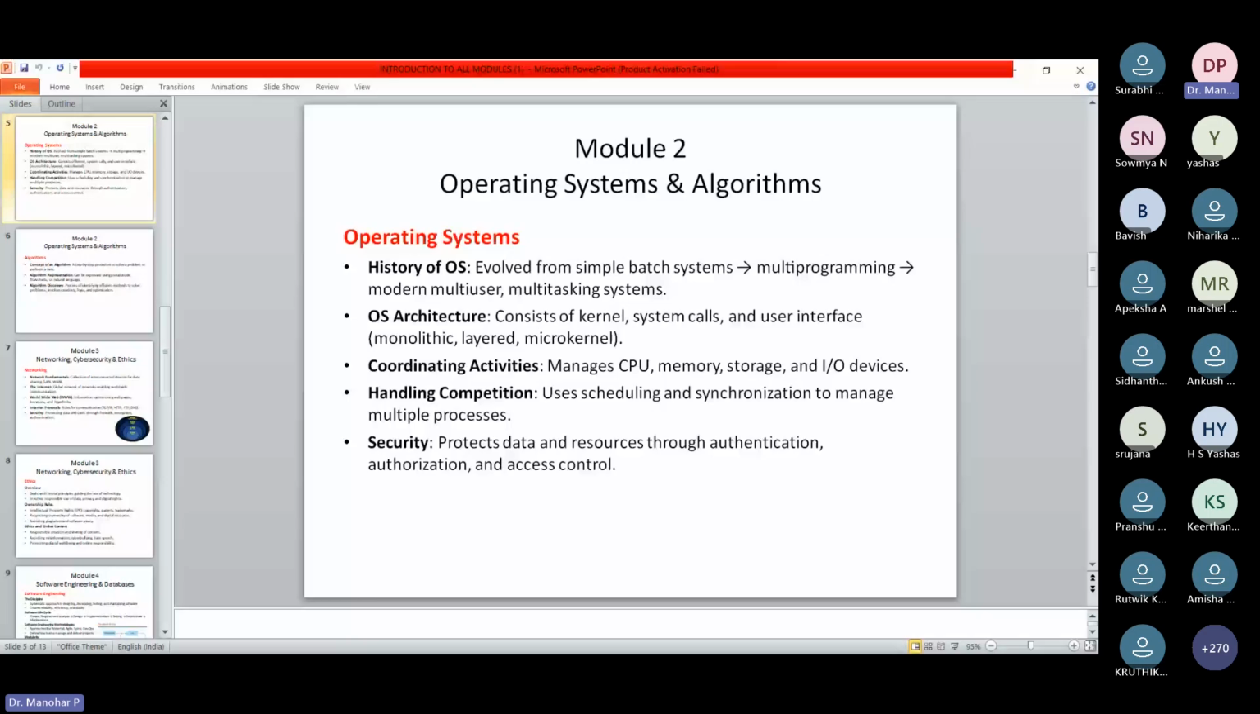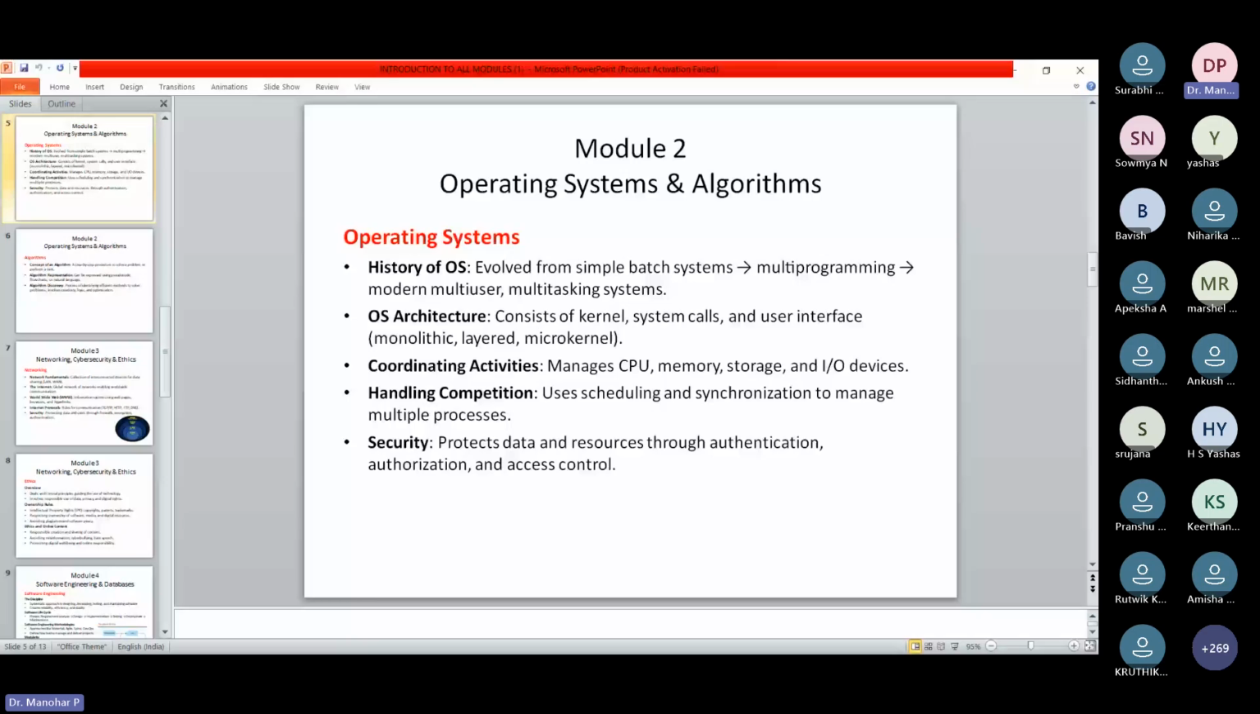Security, data and resources can be protected through authentication, authorization, and access control. So OS offers security, you know that. Security is the key concept, sorry, key feature of the OS. Therefore, it protects data and resources through authorization and control.